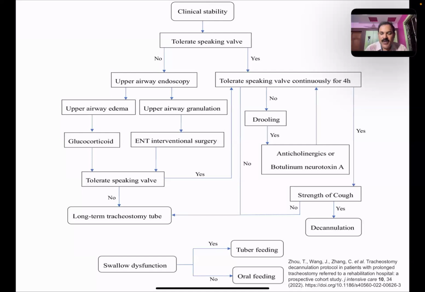So currently we hardly use mechanical, the metal. I have seen it only during my post-graduation days. There is no particular condition, sir, where we use a metal tracheostomy. Now everywhere it is the Portex.